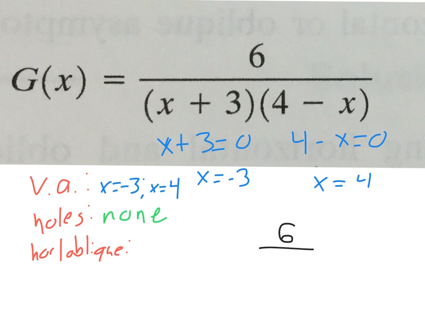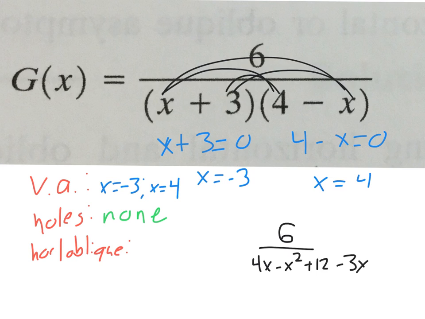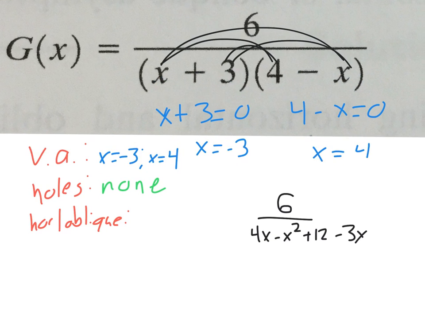So this would be 6 over, now distribute here. X times 4 is 4x. X times -x is -x squared. 3 times 4 is 12. 3 times negative x is minus 3x. So when I rearrange this, that's going to give me 6 over negative x squared minus 3x plus 4x, which is plus x, plus 12.